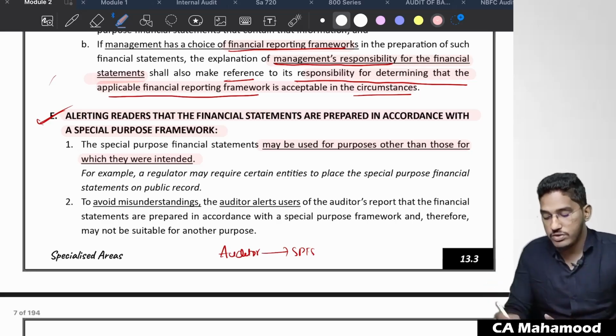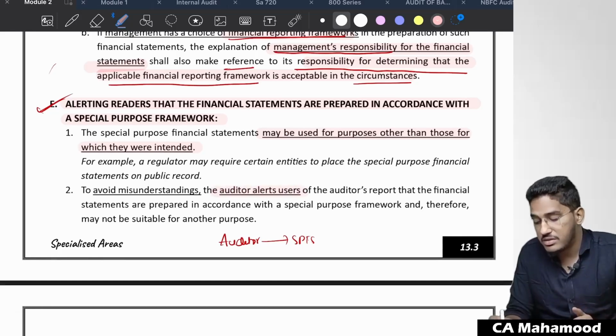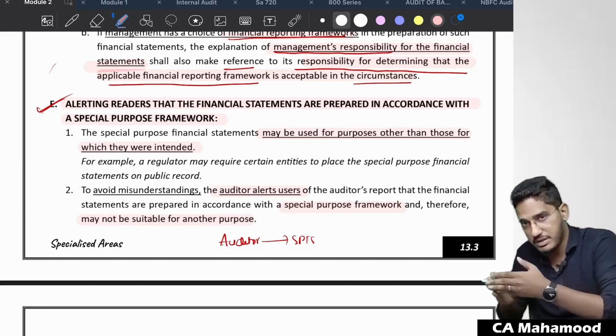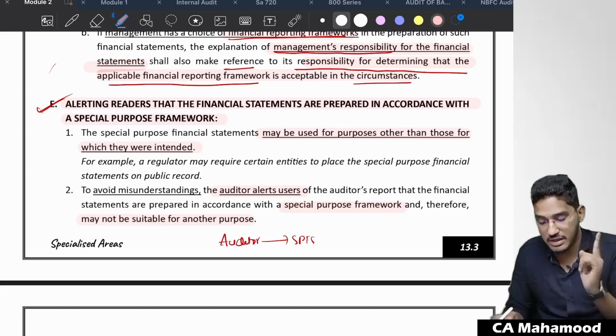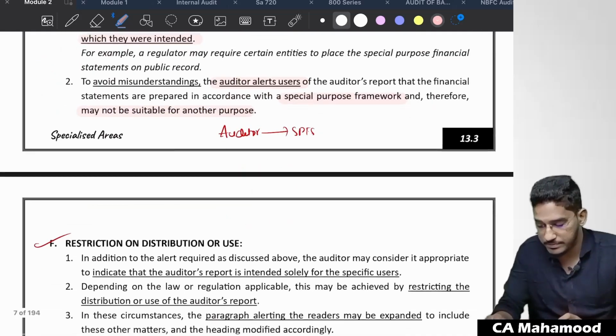So that's why, to avoid misunderstanding, the auditor alerts the users of the auditor's report that the financial statements are prepared in accordance with the special purpose framework and therefore may not be suitable for other purposes. So you have to clearly mention in the auditor's report that this audit report and financial statements are prepared for some specific purpose. You should not use it. That you have to mention. More or less the same thing you have seen in the previous paragraph also.